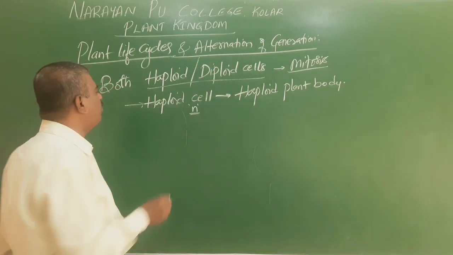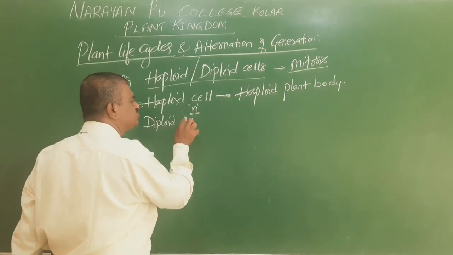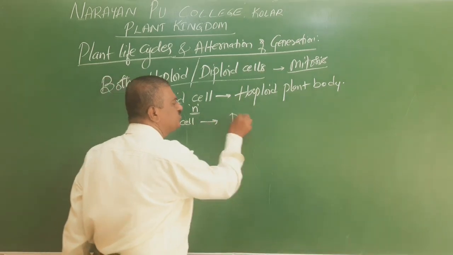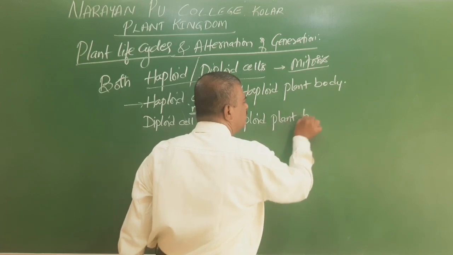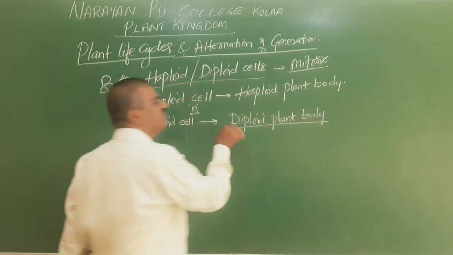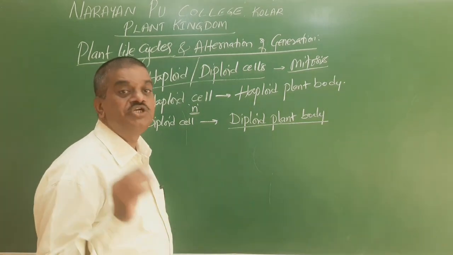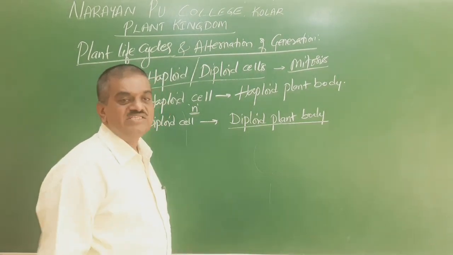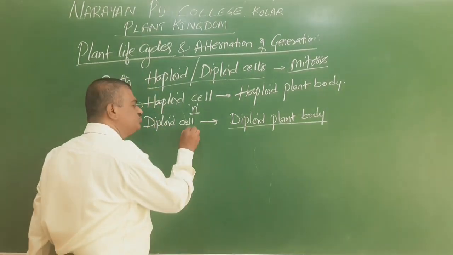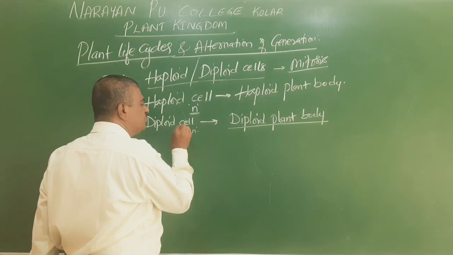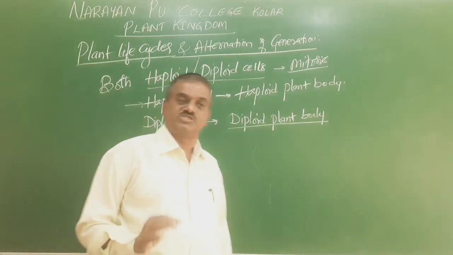When we go for a diploid cell, this diploid cell is always giving rise to a diploid plant body. In some of the plants, the diploid cell is giving rise to a diploid plant body. The word diploid means two sets of chromosomes. One set is called the male set and the other one is called the female set. Hence we use the word diploid.